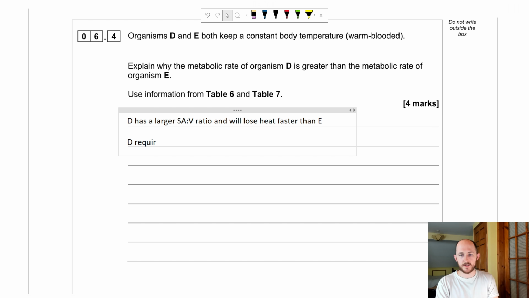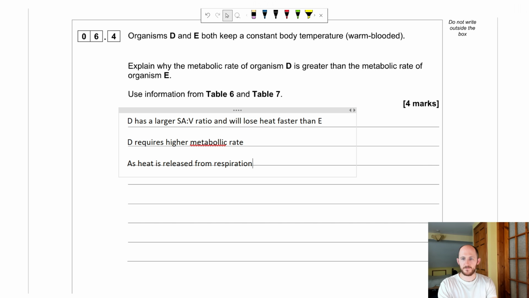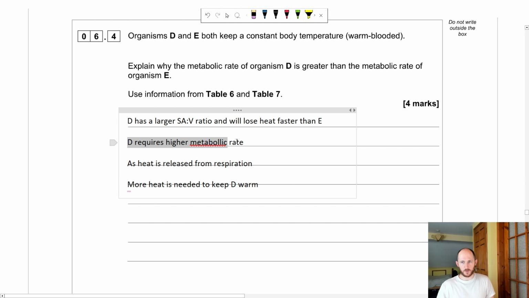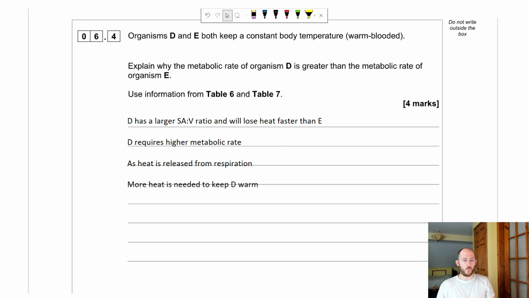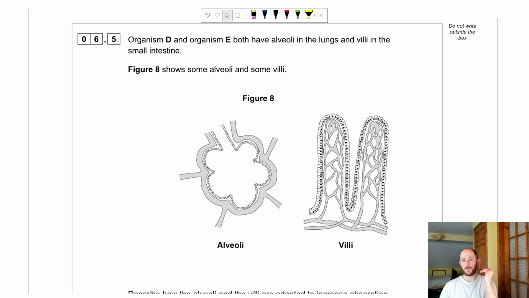So D requires higher metabolic rate. I know I spelled that wrong. It's meant to be one L. As heat is released from respiration, and more heat is needed to keep D warm. That's the way I'd write it. So D is a large surface area to volume ratio and will lose heat faster than E. This means D requires a high metabolic rate as heat is released from respiration, and more heat is needed to keep the organism warm. In my opinion, one of the best questions you can get in your paper 1.